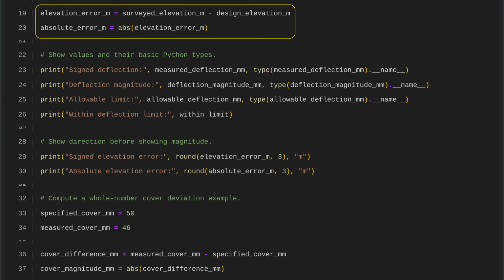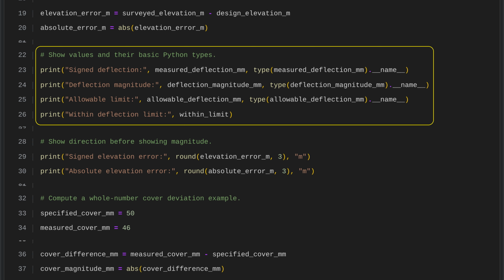Calculate the elevation error by subtracting the design elevation from the surveyed elevation. Then take the absolute value to measure only the size of the deviation, regardless of whether the surveyed point is above or below the design level.